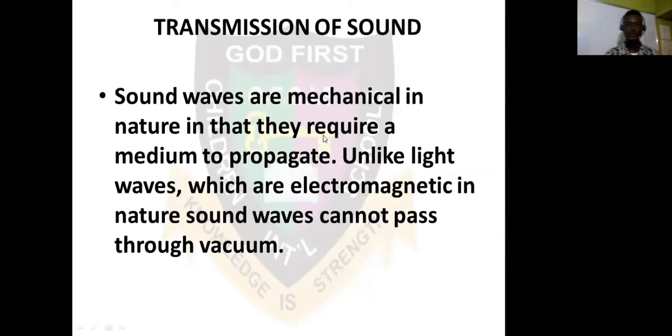So, transmission of sound. Sound waves are mechanical in nature in that they require a medium to propagate. Unlike light waves, which are electromagnetic in nature, sound waves cannot pass through a vacuum. So this is actually telling us that we need a medium. Mechanical means that we need a medium for what? Propagation. We need a medium to carry the source of vibration.